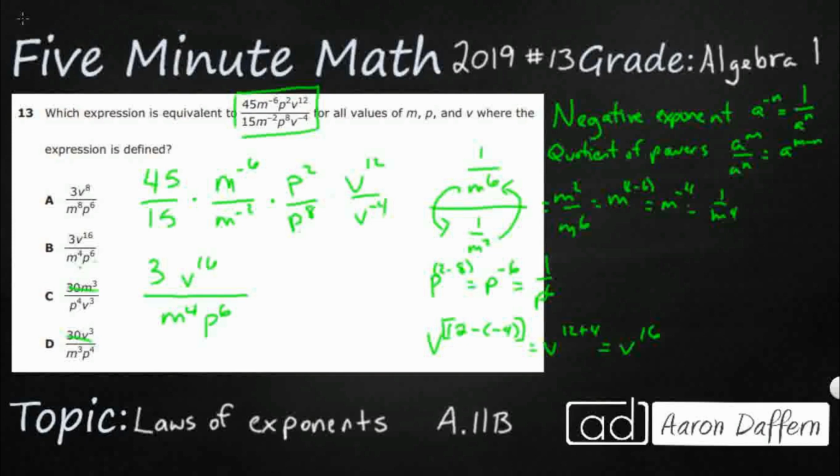Another thing we could have done is take that v to the 12 and bring that v to the 4 up, since it was going to be the reciprocal. And if you ever get two that are multiplying, you end up adding the exponents. It would be v to the 12 plus 4, which is what we just did over here. That's the multiplication of powers. But either way, our answer here is going to be B.